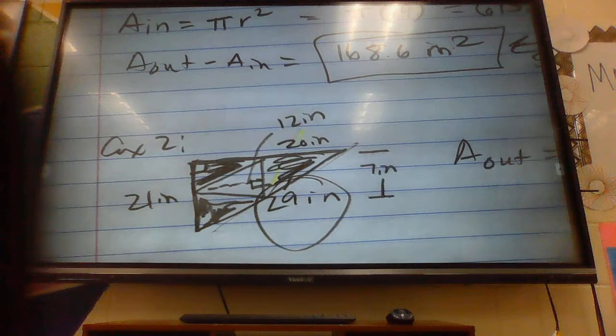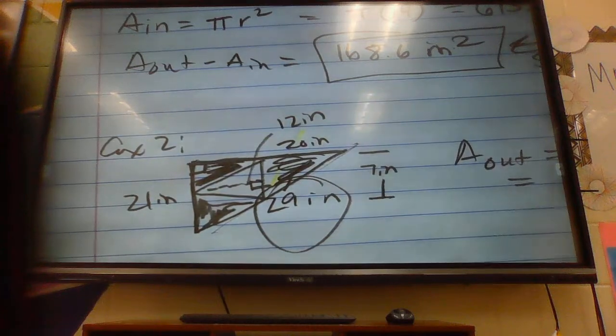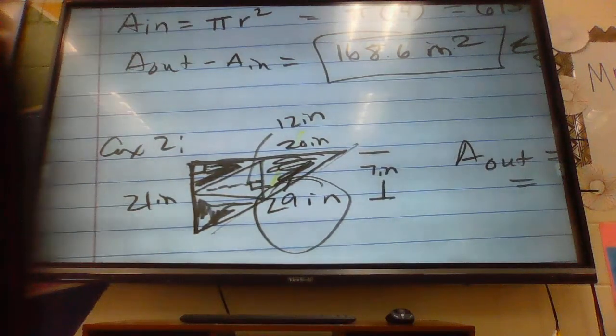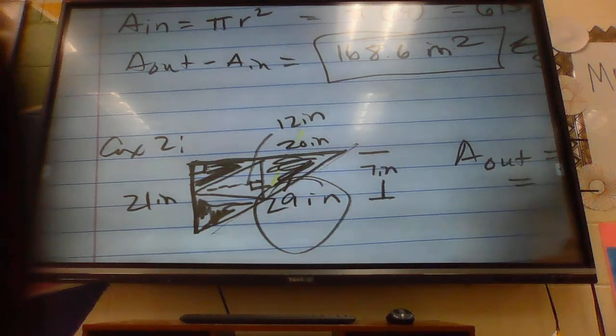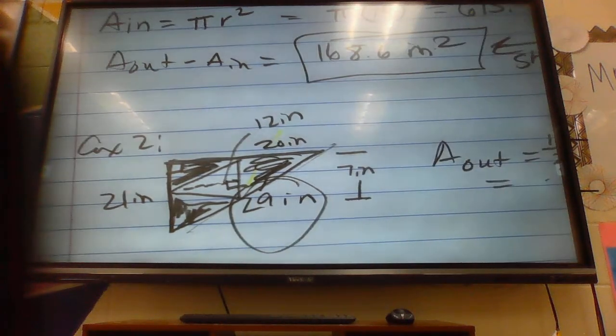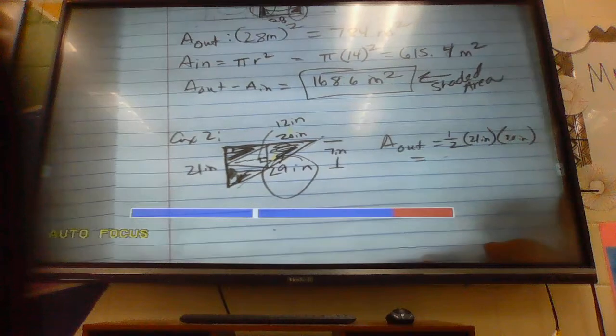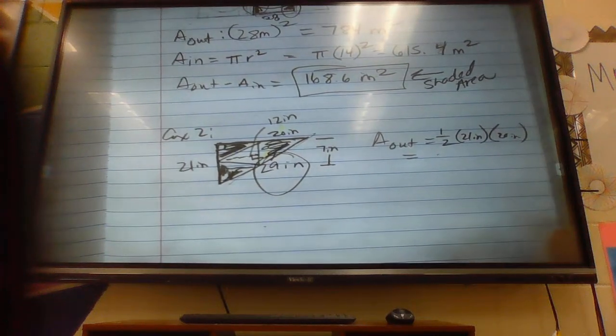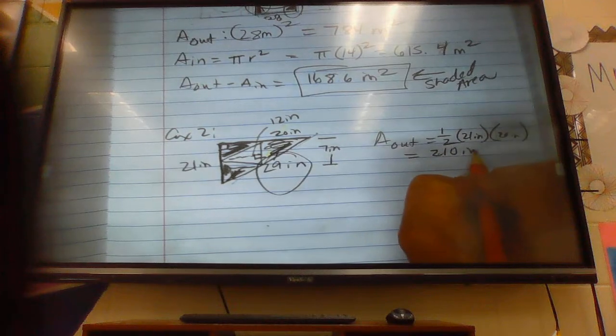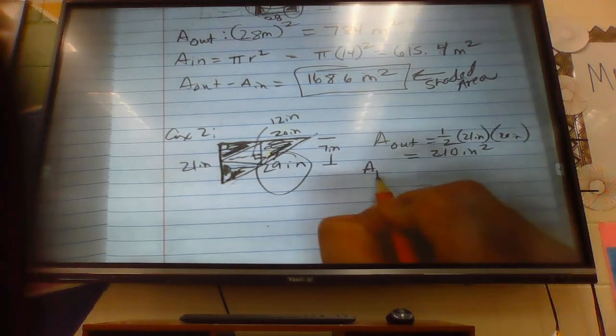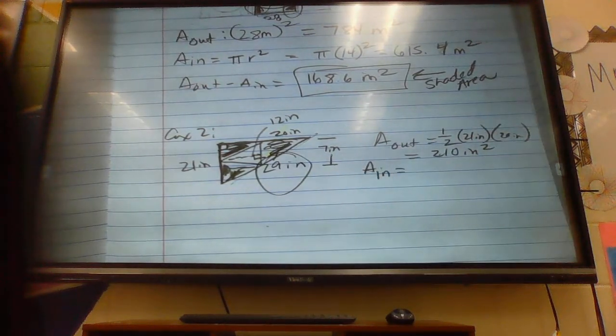So 1/2 times 21 inches times 20 inches is, somebody give me the answer. Who has it? Madison. No, I was just going to say, we can't see it. Oh, sorry. Okay, there we go. Who's got it? Bryce. 210 inches squared. 210 inches squared. Okay, now I need the area in.